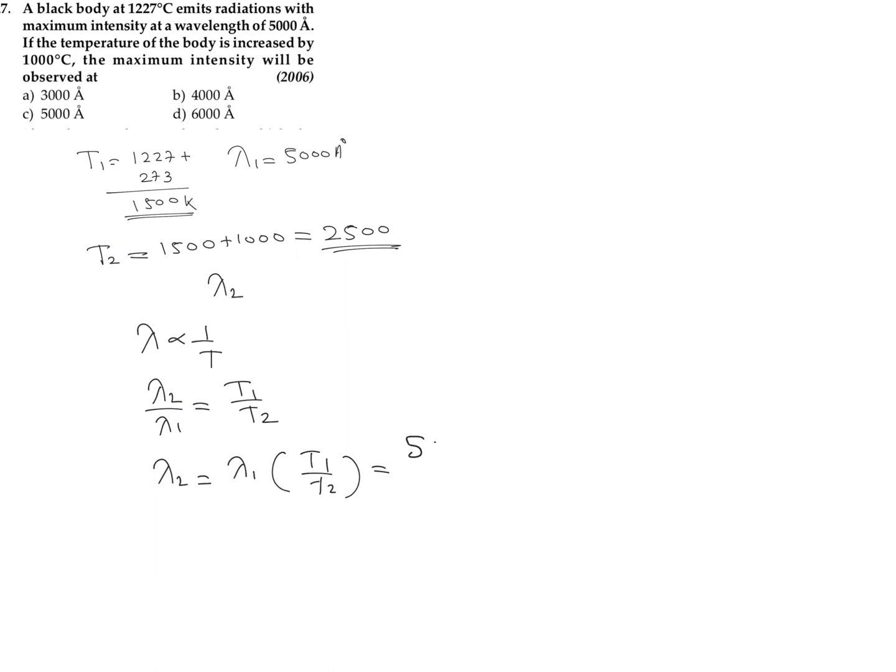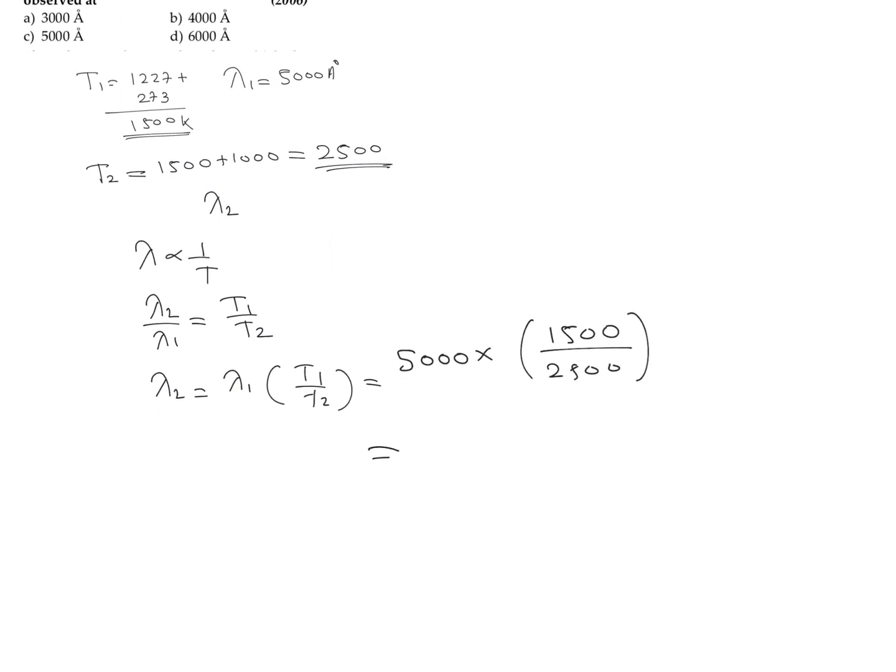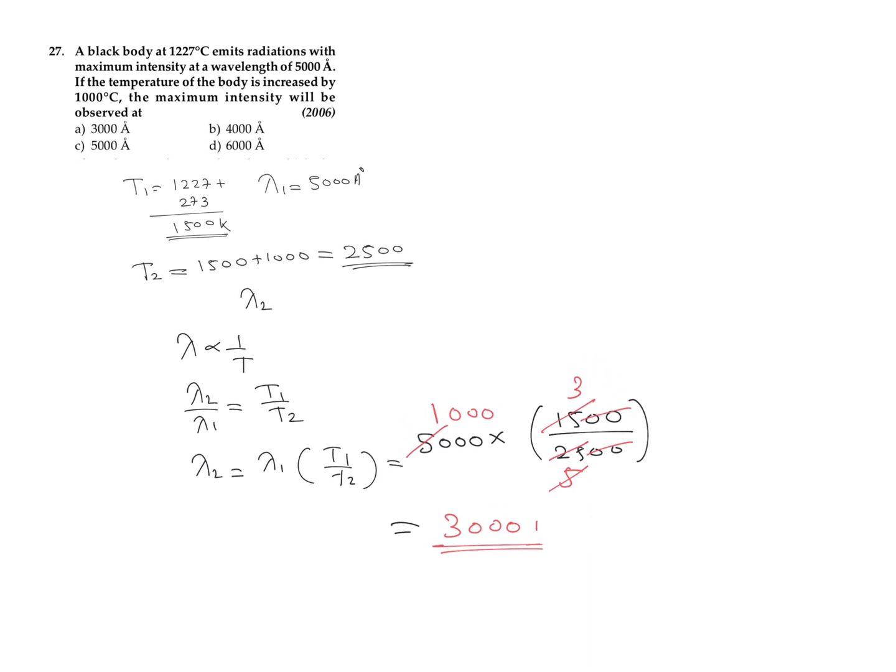Lambda 1 in the first situation is nothing but 5000, and T1 in the first situation is nothing but 1500, and T2 in the second situation is nothing but 2500. So we can cancel this 100 and 100, and if we are dividing by 5, this will be 3 by 5, and this 5 and this 5 get cancelled, so we can write this is equal to 1000 into 3, we will get the answer as nothing but 3000. So now the wavelength is going to be 3000 Angstrom.